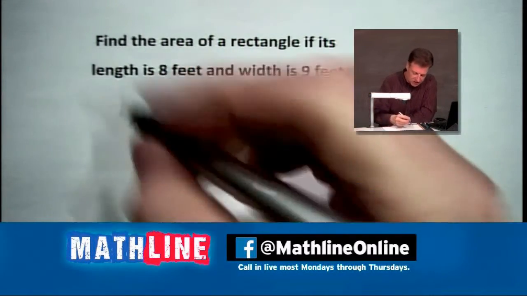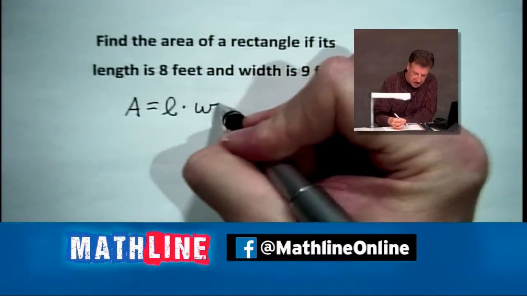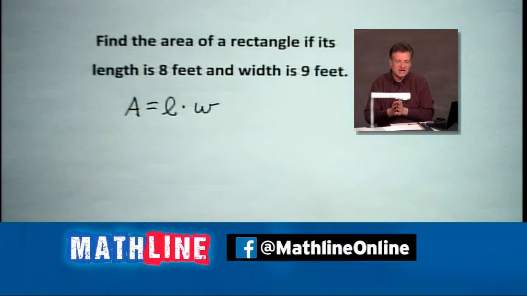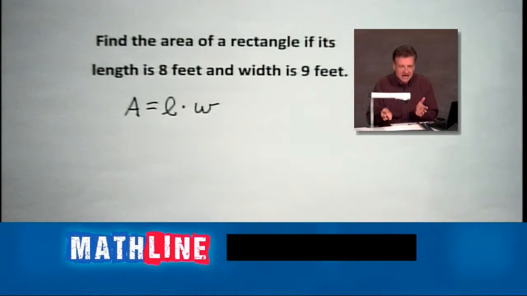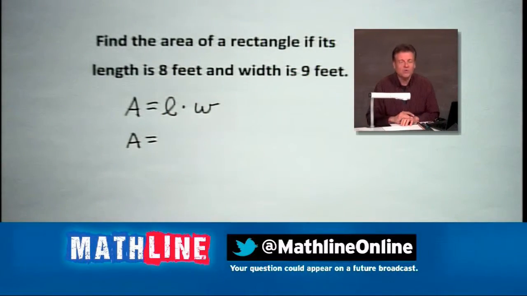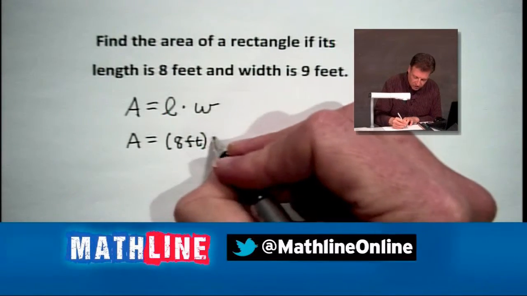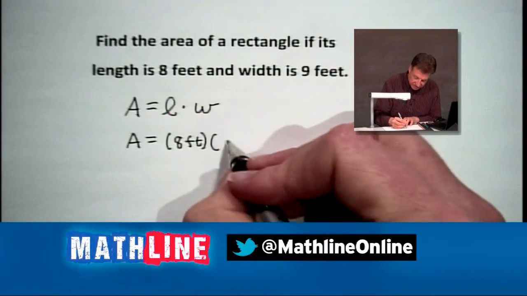The formula, as we used last time, is area equals length times width. Very straightforward, very easy to do. And we're in feet again, all right? So not much happening here except we're going to just review what we had just a minute ago on the show. We're going to take our 8 feet and multiply it by 9 feet.